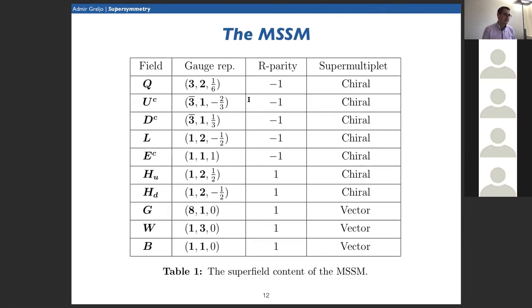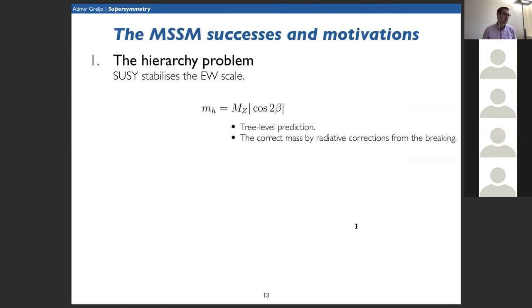The MSSM has this chiral superfield content. The chiral superfields are the usual Q, U, D, L, E, the fermionic guys, and the two Higgses. Note that the two Higgses have a different U1 charge. And the gauge fields are put in a vector supermultiplet.